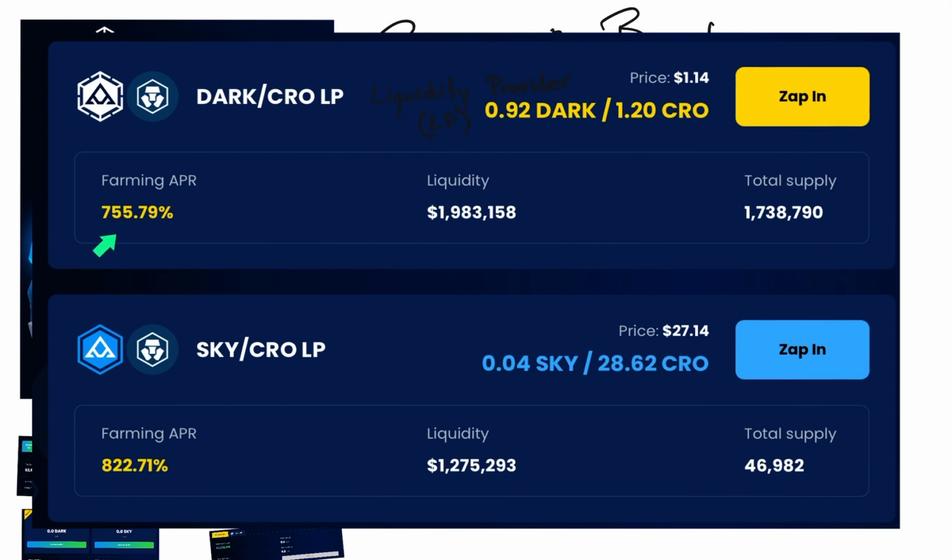Now, here it tells you what the current farming APR is. We see what the total volume locked, the liquidity in the pool is there, and then the total supply.